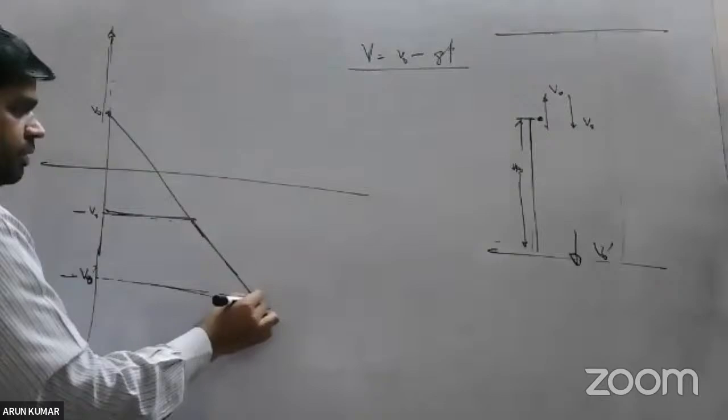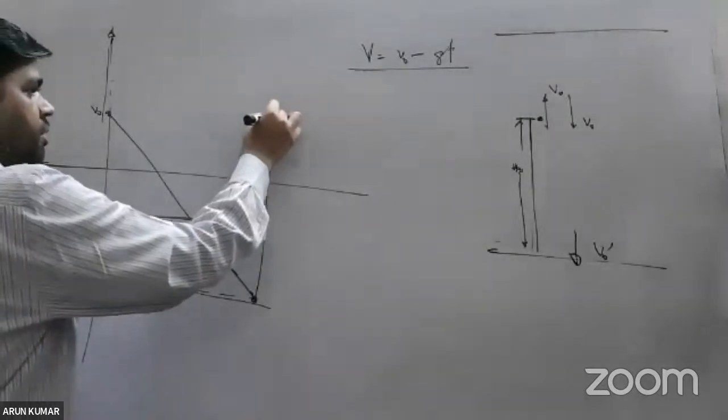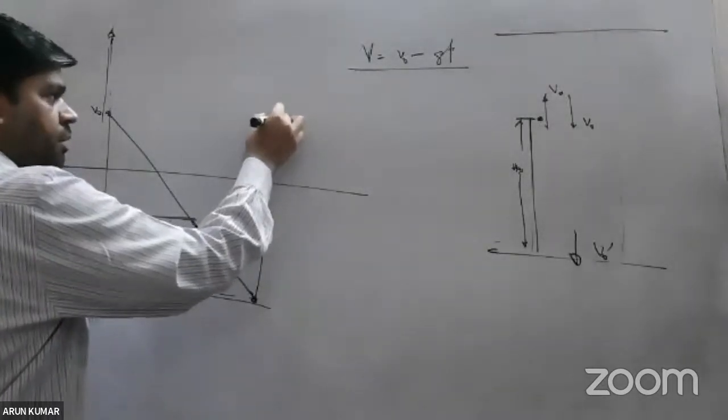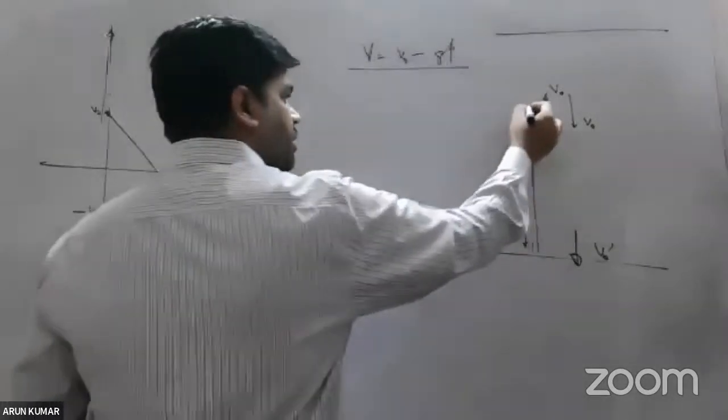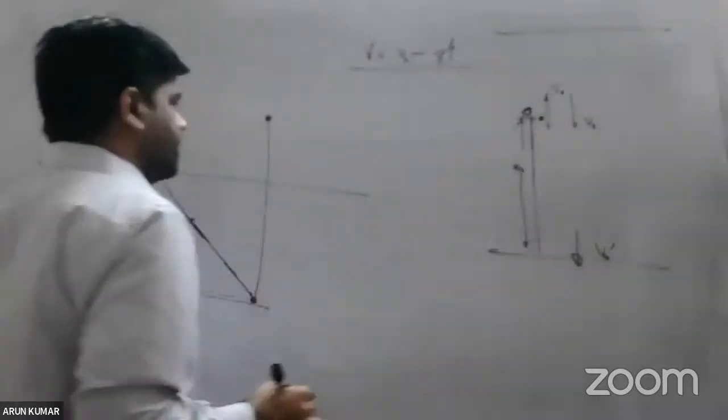Here there is a jump till this point, and then, where is my origin? Origin is here. At t equal to 0 it is here.